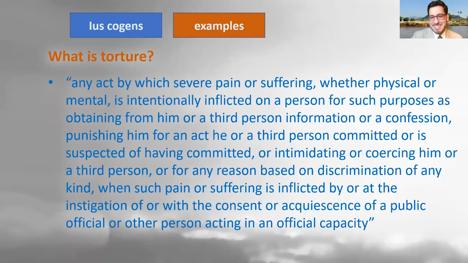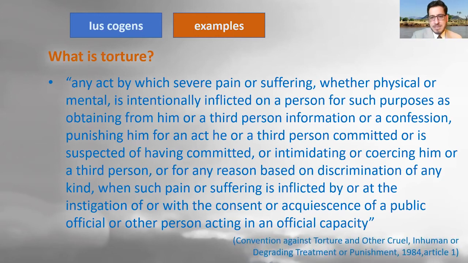Well, so you need an official capacity or acting in. Or, well, so many things, no? But remember these two words: an act, severe pain or suffering, whether physical or mental. More or less this is the idea, and there are so many judgments around the world that say that it is part of jus cogens, and it's a peremptory norm, and you never will be able to change that. And if you do one of these things, you are incurring in a crime against humanity.